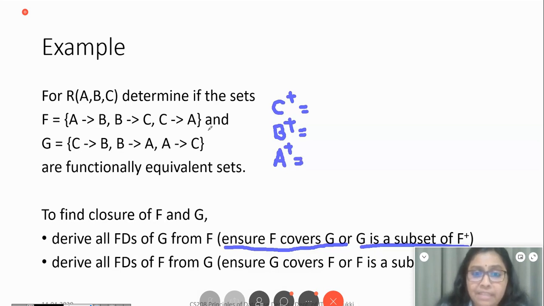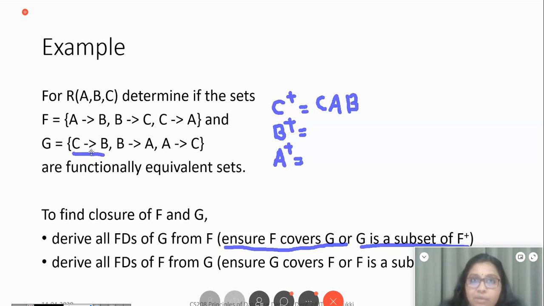So first let me find C closure. But I find C closure with respect to the FDs that are in the other FD set, F. So C closure, C definitely. In F, C determines A, so A becomes a member, isn't it? And then A determines B, so B becomes a member. Okay, and now C determines B.